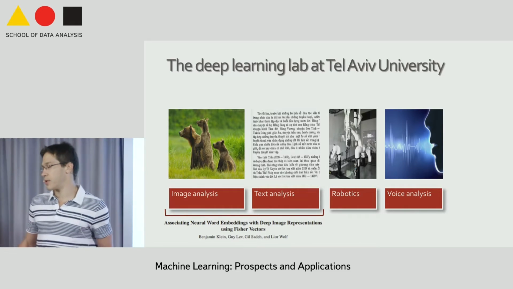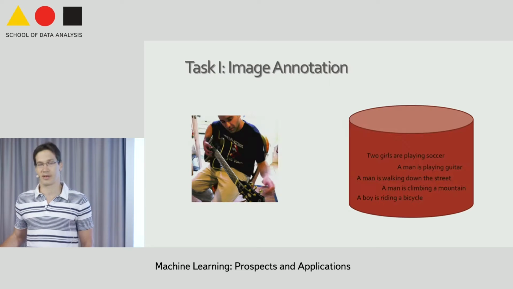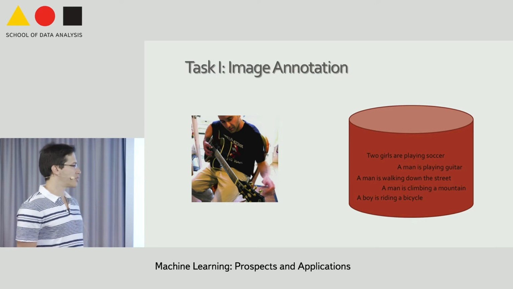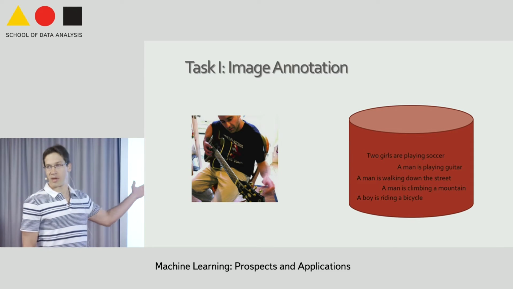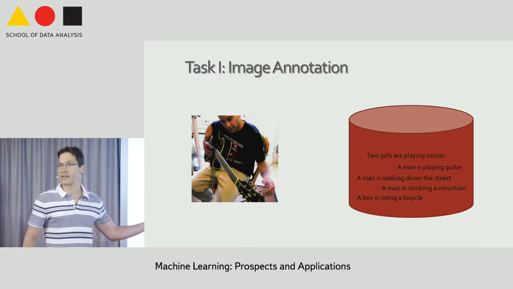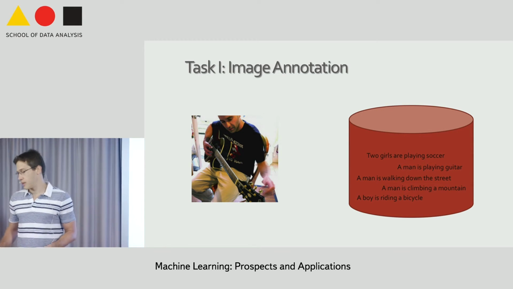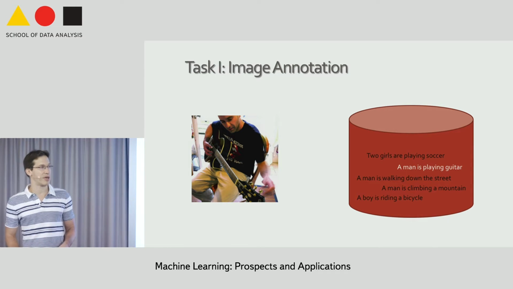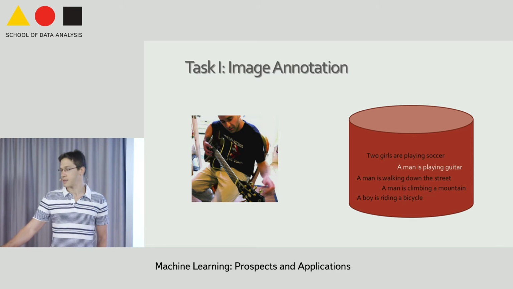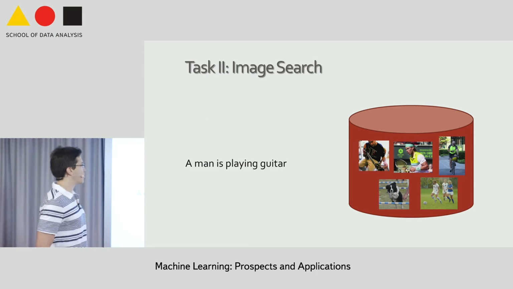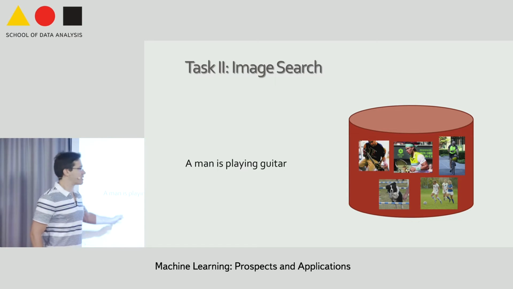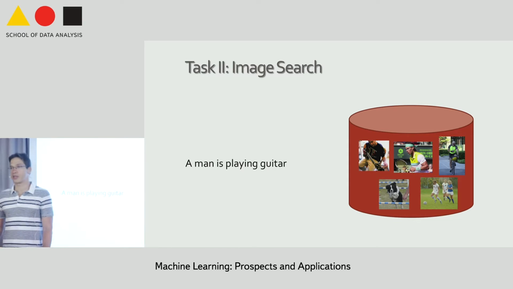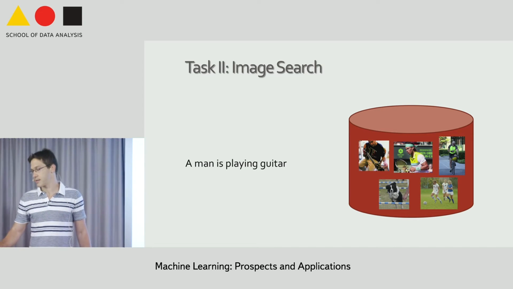And I'm going to describe 3 different tasks. So the first task is the task of image annotation. In image annotation, we have an image, and we have a data set of possible sentences that describe this image. And we would like to automatically find the sentence which describes the image. The second task, task number 2, is the one of image search. We have a sentence, and we have a data set of images, and we need to find the matching image out of this data set.